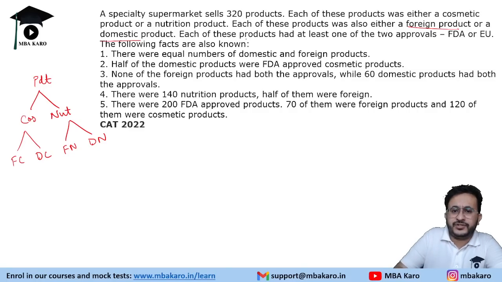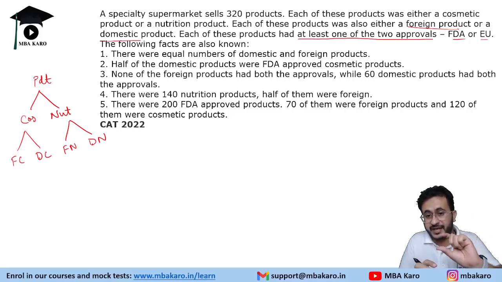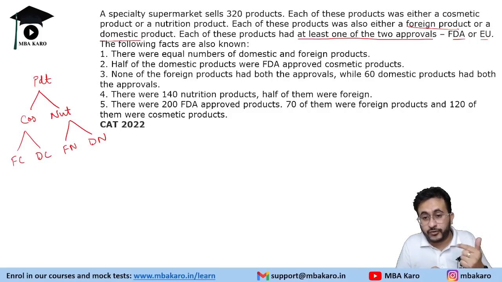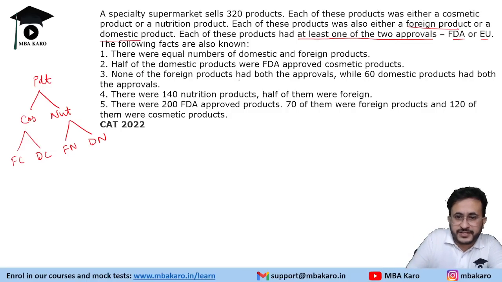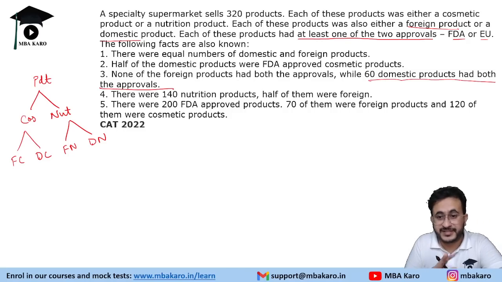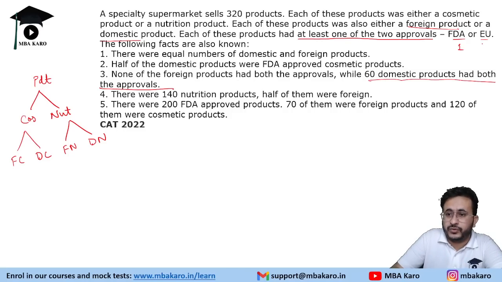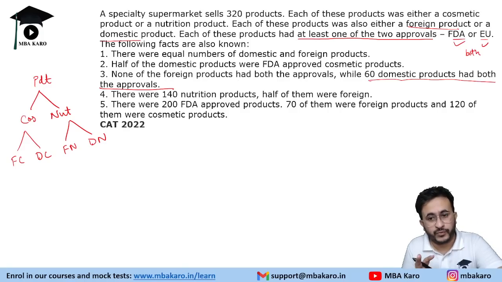Then it said that each of these products had at least one of the two approvals, FDA or EU. Right? At least one means minimum one. That also means one can have two approvals also. Now, if you further read the instructions, 60 domestic products had both the approvals. So that means approvals can be one or both. Like you can have only FDA, only EU, or you can also have both approvals. So that means there is an overlap in approvals. So one had to make a Venn diagram for the approval part.